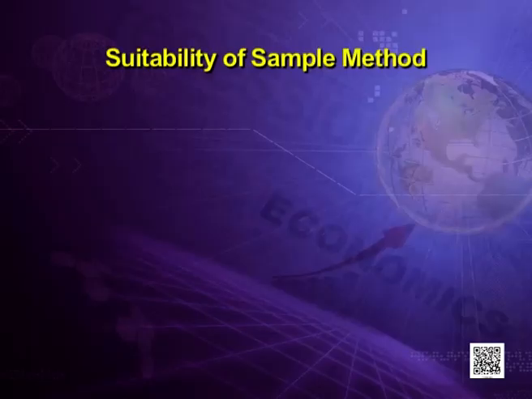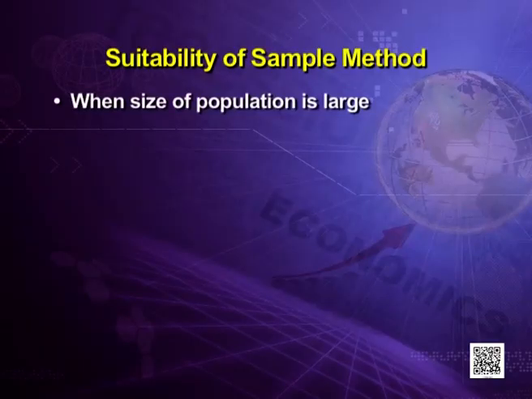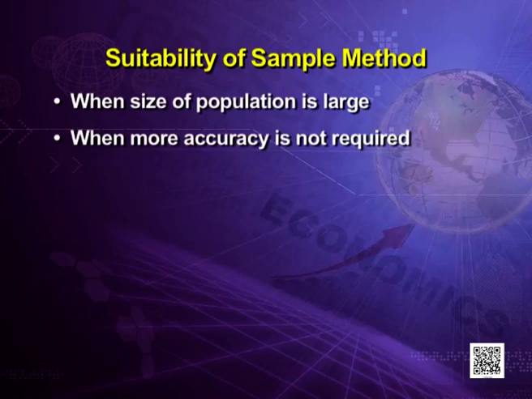Now, what are the suitability criteria of sample method? The first criterion is that the method is suitable in the area in which the size of population is very large, because we can select a sample and conduct our study on it. And the second suitability criterion is when more accuracy or precision is not required, then sample method is the most suitable one.